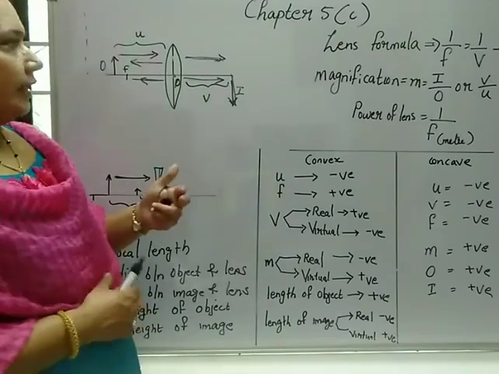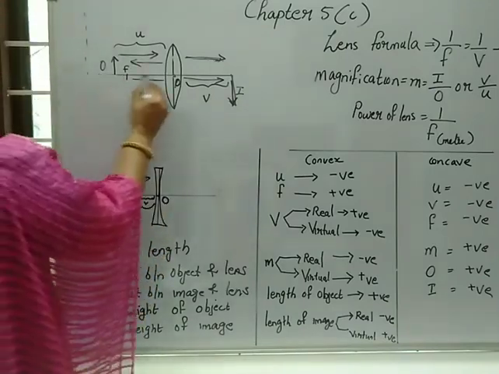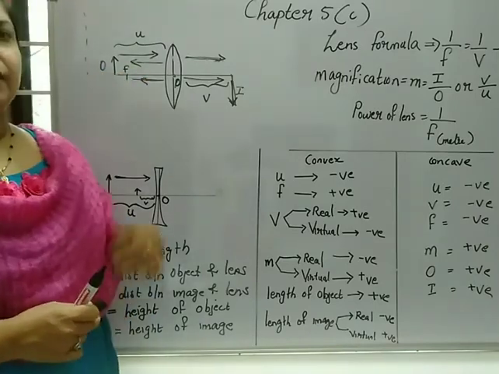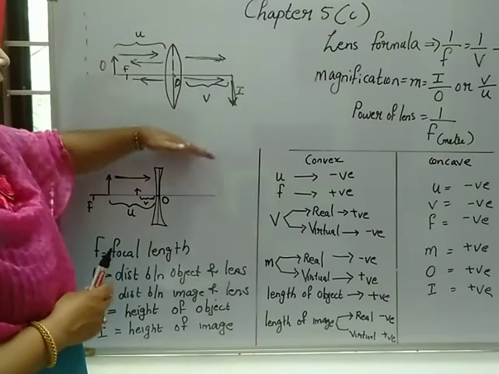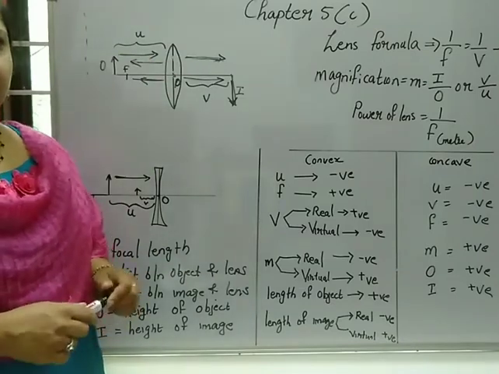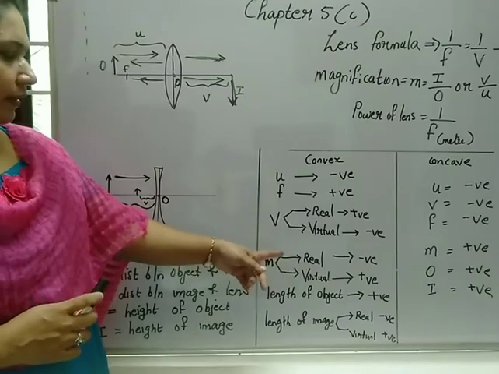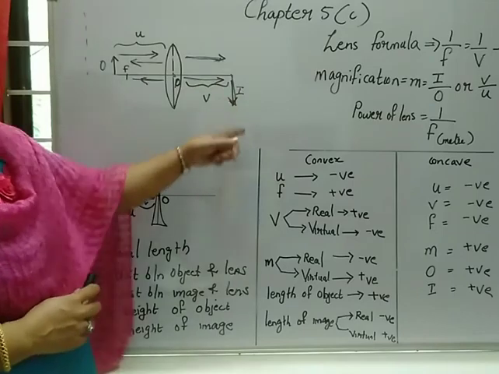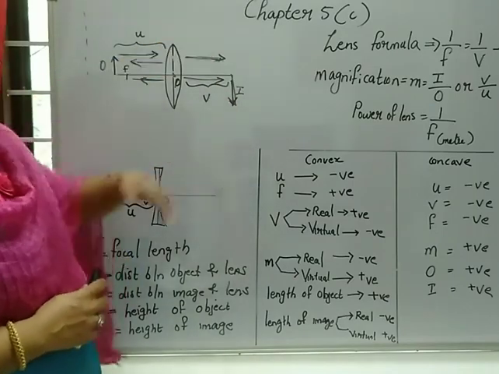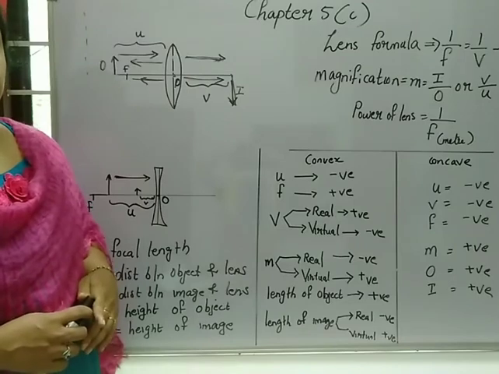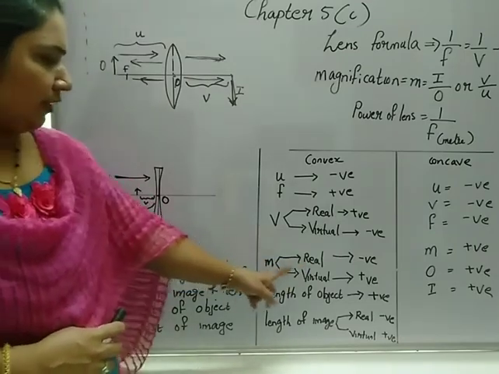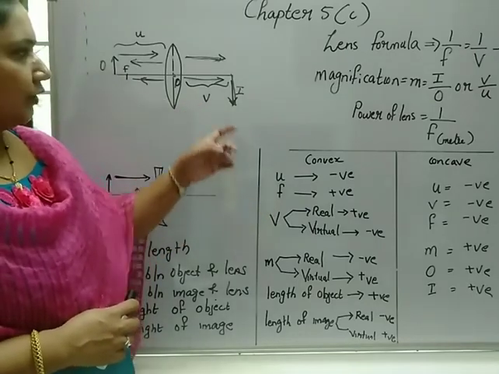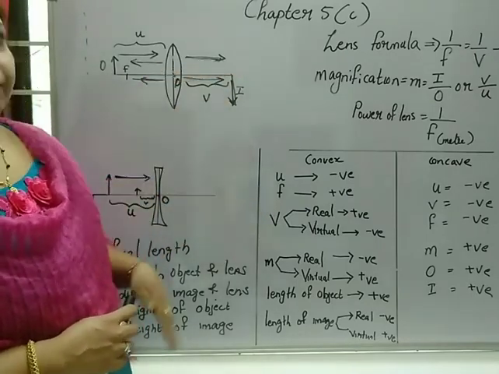So there is another case. This is the principal axis. All the measurements above the principal axis are taken positive. All the measurements below the principal axis are taken negative. So from this, without mugging up, we will get the magnification. If it is a real image, real images will always be inverted. So it is below the principal axis. So the magnification is taken negative. That is, the image will be either magnified or diminished. So the real image is below the principal axis.